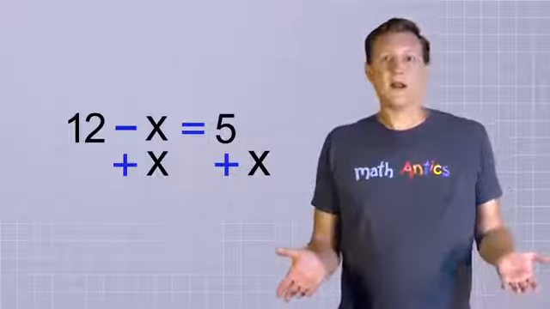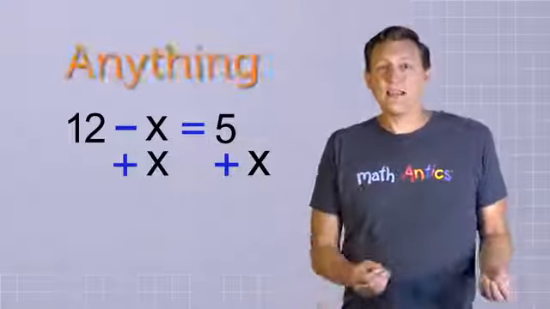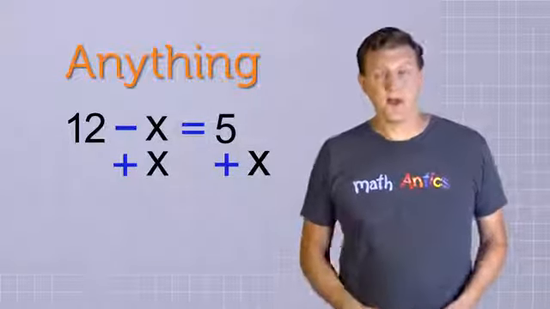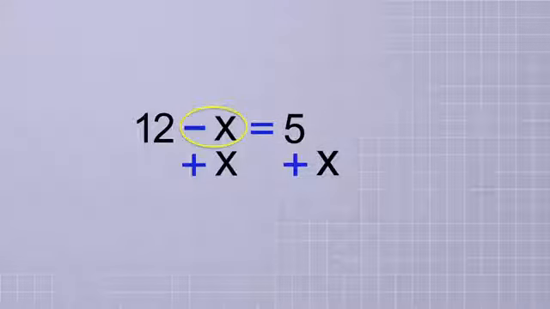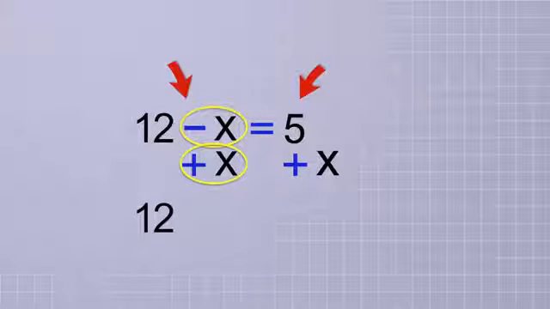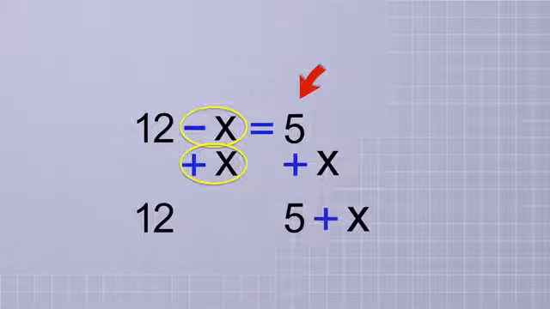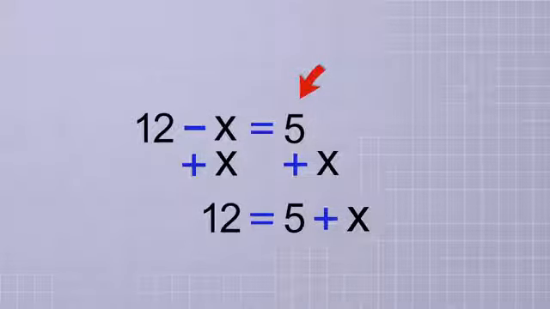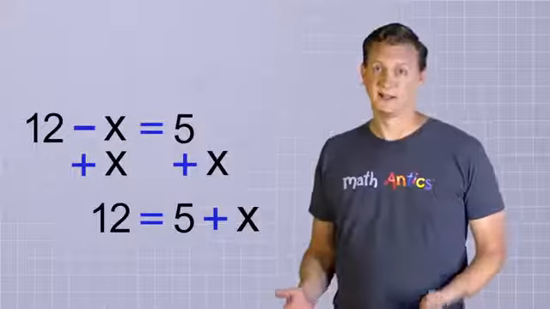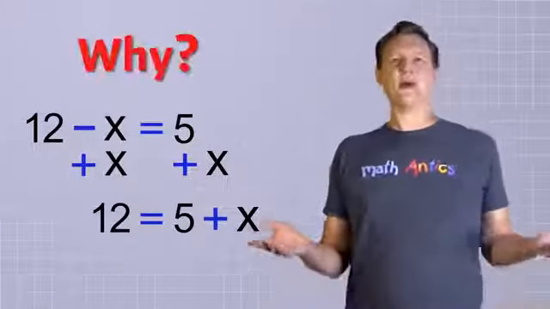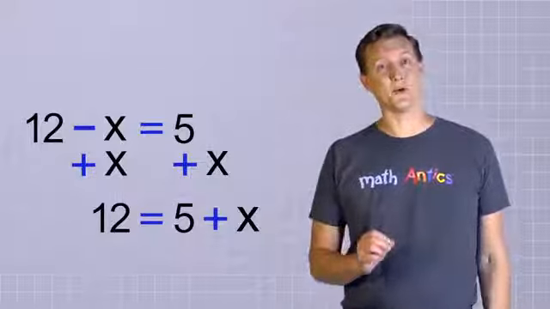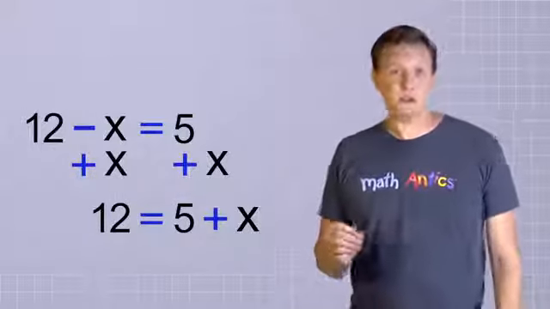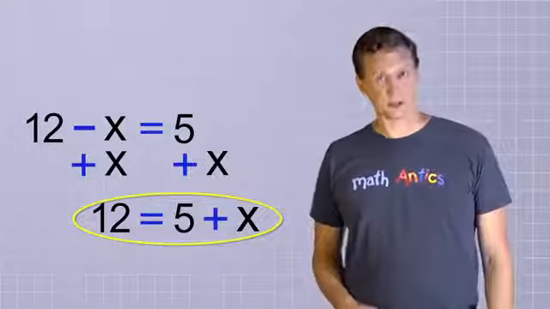Can we do that? Can we add an unknown to both sides? Well, sure, why not? We can add or subtract anything we want as long as we do it to both sides. And when we do that, the minus x and the plus x will cancel each other out on this side, and on the other side, we get 5 plus x. Now our equation is 12 equals 5 plus x. And you might be thinking, but why would we do that? That didn't even solve our equation. Ah, that's true. But it changed it into an equation that we already know how to solve.